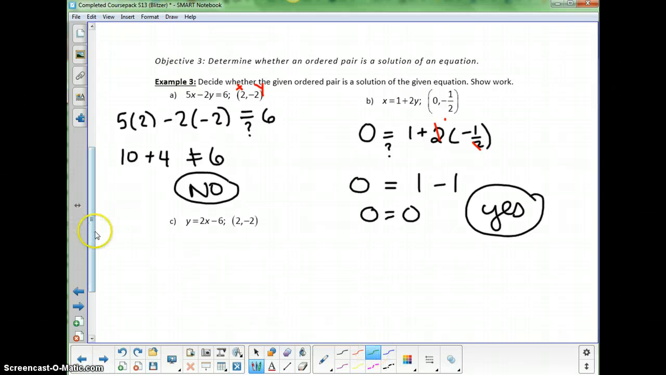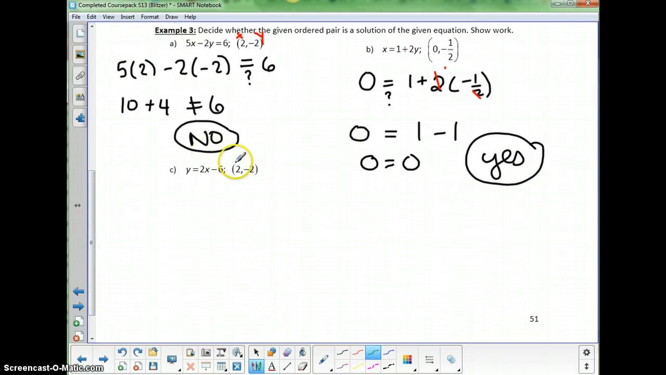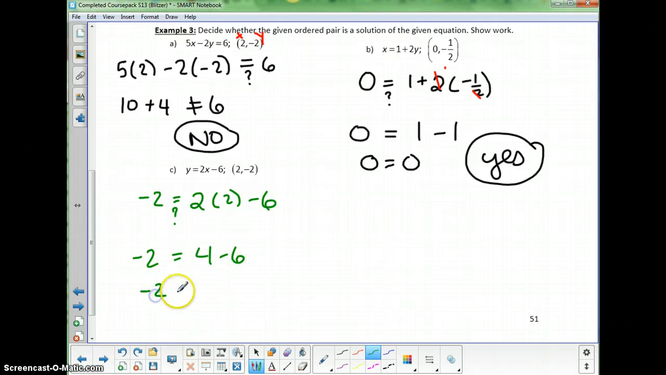Let's look at our last one here. I've got x is 2, y is -2. So where I see y, we're going to write -2 equals 2 times x, which is 2, minus 6. We're going to see, is that true? So -2 equals 4 minus 6. That's true, right? 4 minus 6 is -2. So this is another yes. So (2, -2) is a solution to the 2-variable equation y equals 2x minus 6. So our next page.